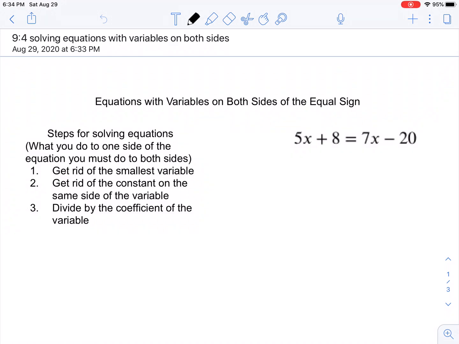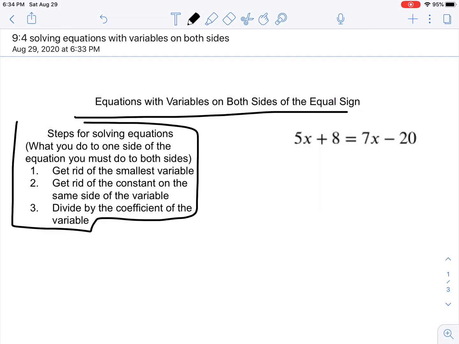Okay, good morning. I'm going to go over with you solving equations with variables on both sides of the equal sign. And these are the 3 steps that we're going to follow to do that. The first step is you want to get rid of the smallest variable. Step 2, get rid of the constant that's on the same side of the variable, and then divide by the coefficient of the variable. So I'll explain those as we go through it.